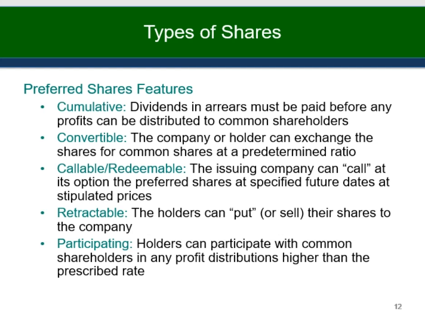And if they're callable and retractable, those terms apply to bonds as well. Convertibility is common for bond issues as well. And some bonds are even allowed to participate in income. So income bonds also make the line between preferred shares and debt somewhat difficult to see. So kind of fuzzy.